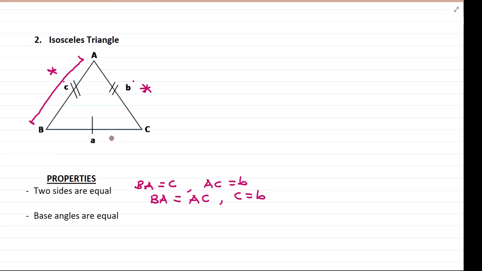BC is actually different. Then we say the base angles are equal. So the base angles are the angles you have here and here. So the angles on the sides that are equal are actually equal, and it's different from what you have here. So angle B is equal to angle C. So the base angles are equal.